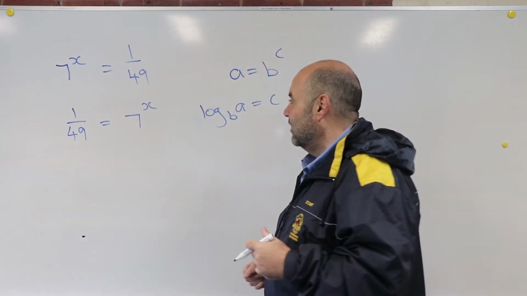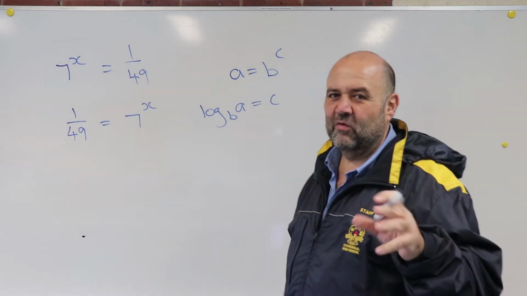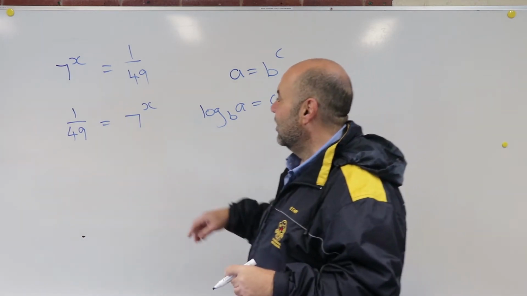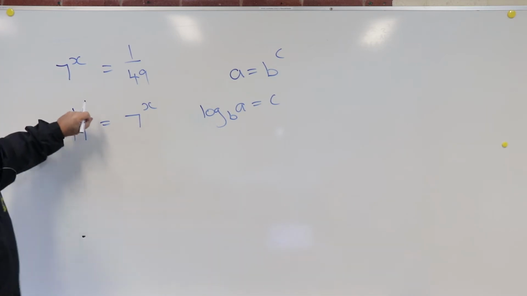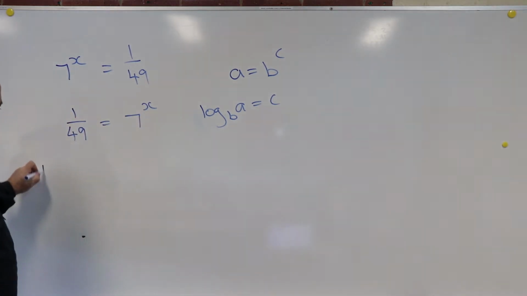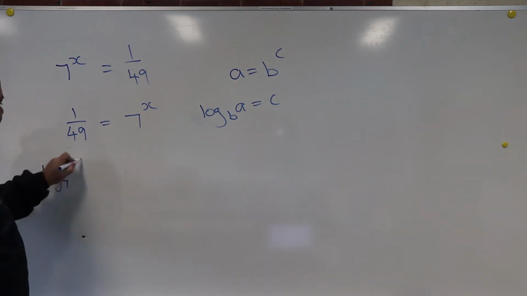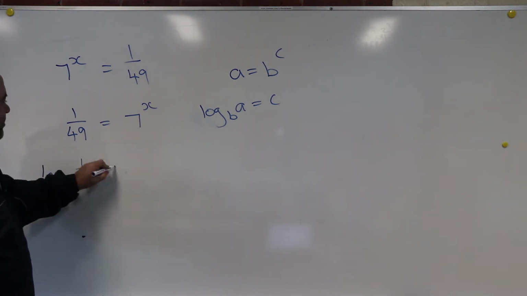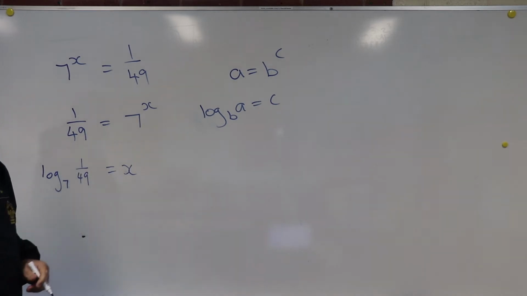Okay. Now I can do the little log transformation, if you like. Transformation is not technically the exact right word, but let's just go with it for now. So I'm going to hang on to the 1 on 49. That's just a number. I'm going to grab the 7. I'm going to pull it under. So I get log base 7 of 1 over 49 equals x.